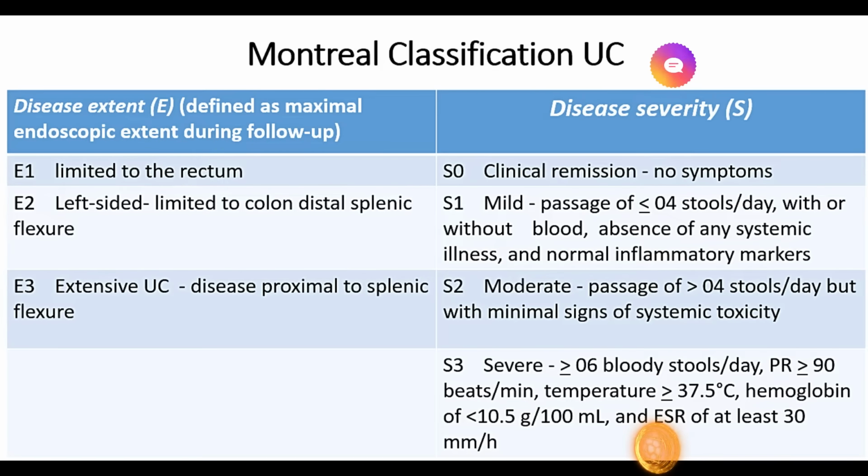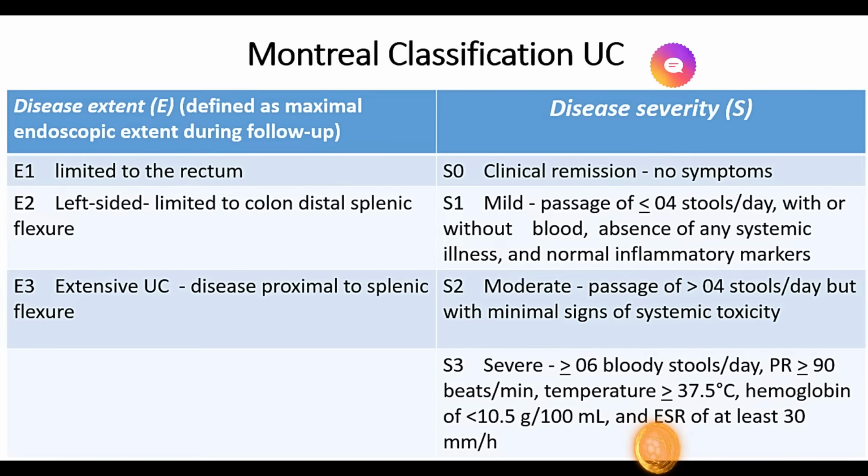Truelove and Witts is another important criteria used for identifying severe ulcerative colitis, and it is one of the most validated and most widely used indices. Truelove and Witts differs from the others in that it is used to identify only severe ulcerative colitis, for the diagnosis of severe ulcerative colitis.